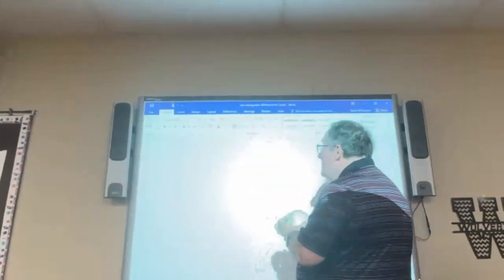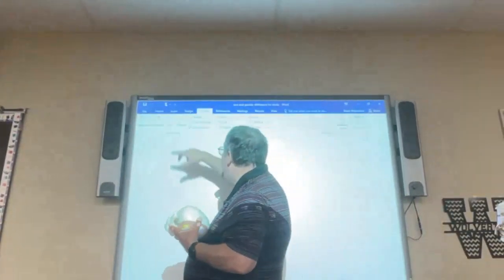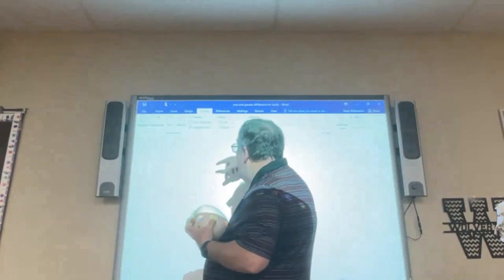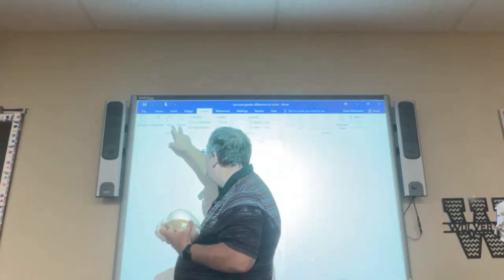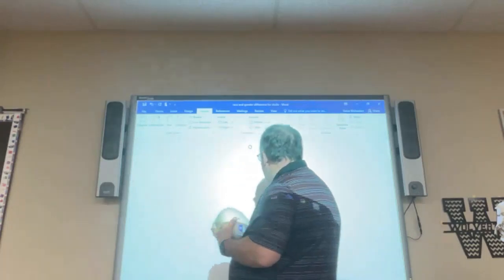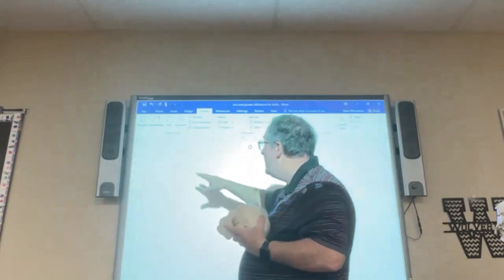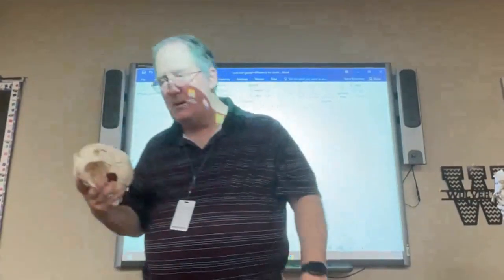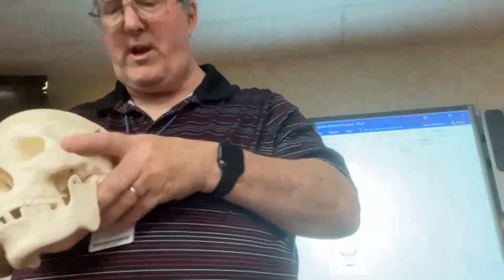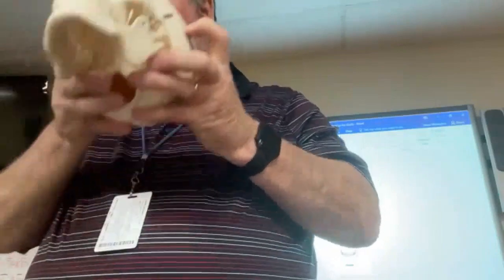And again, we already talked about the fact that we have 3 races. Our textbook only talks about 3 races. But if you look at the orbits and the shape of the orbits, that will tell you a lot about the race.